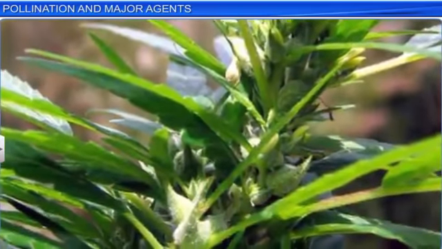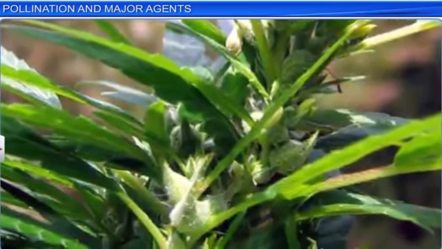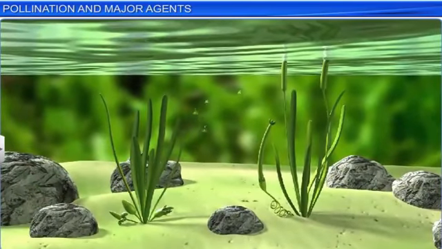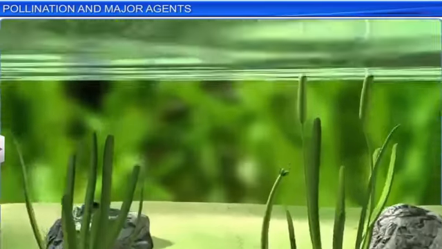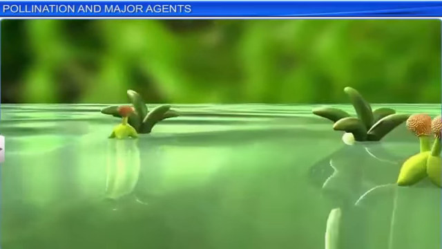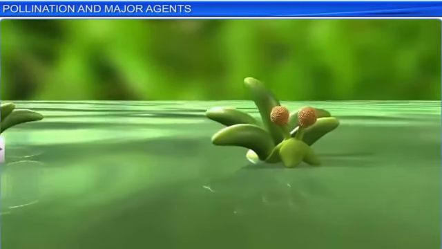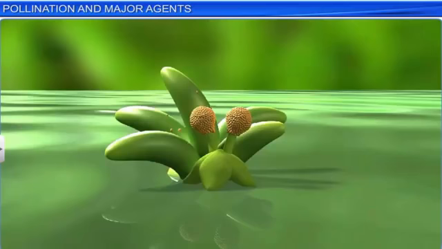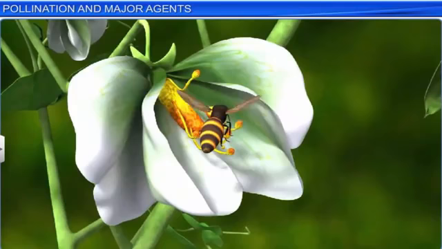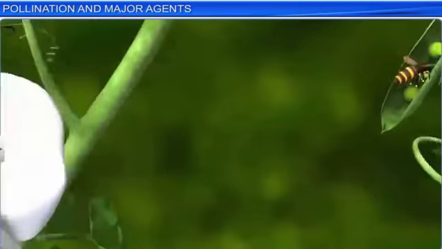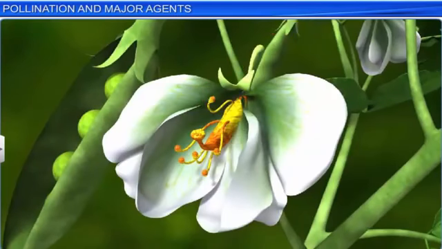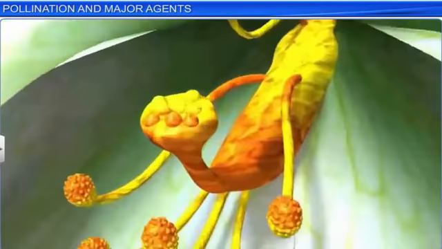Thus, wind, water, as well as biotic pollinating agents bring about pollination. An important process that ultimately leads to fertilization and the production of seeds in plants.